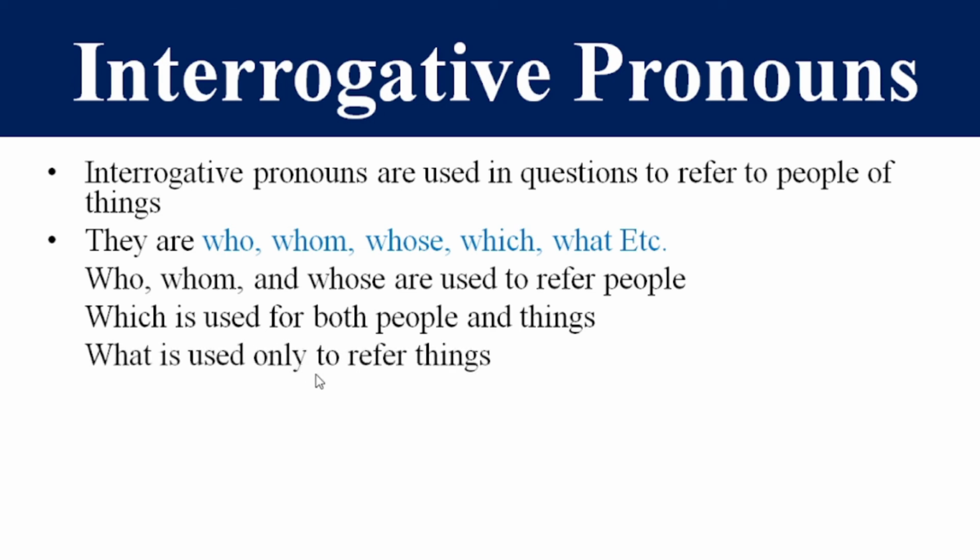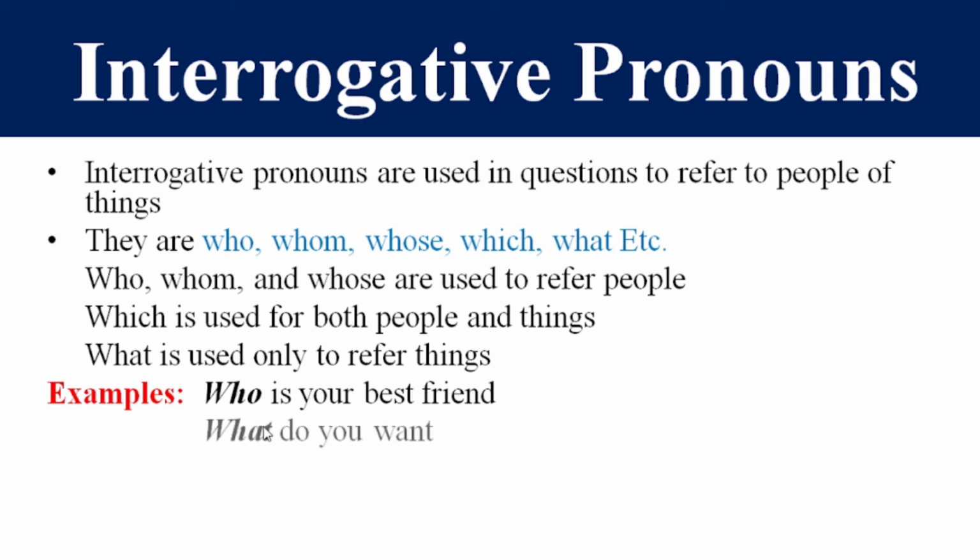What is used only to refer to things. Now look at the examples. Who is your best friend? So here we are asking, interrogating. So who is an interrogative pronoun. What do you want? Now this is also a question; here the question mark is missing. So in every such sentence we need to keep a question mark. Then, which is your favorite game? So here also the question mark is missing. So these are the examples for the interrogative pronouns.